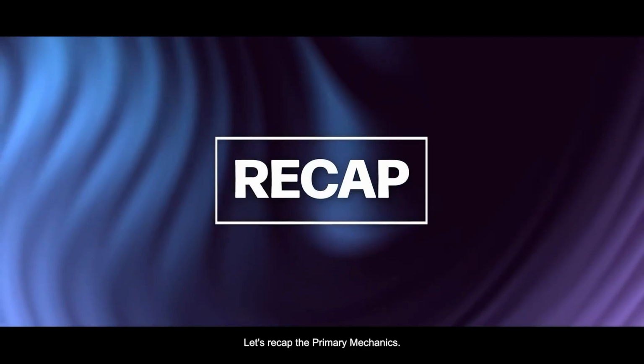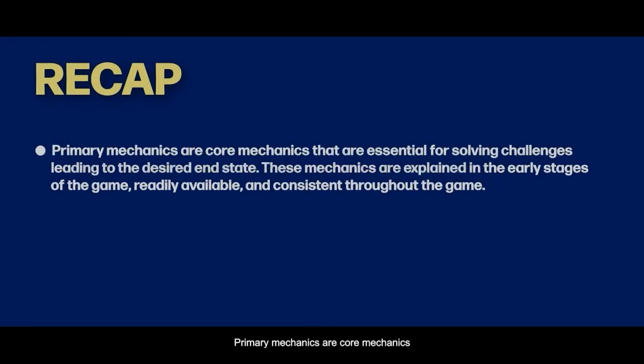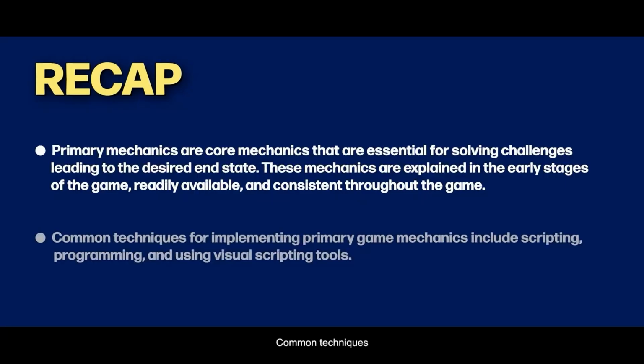Let's recap the primary mechanics. Primary mechanics are core mechanics that are essential for solving challenges leading to the desired end state. These mechanics are explained in the early stages of the game, readily available and consistent throughout the game. Common techniques for implementing primary game mechanics include scripting, programming, and using visual scripting tools.